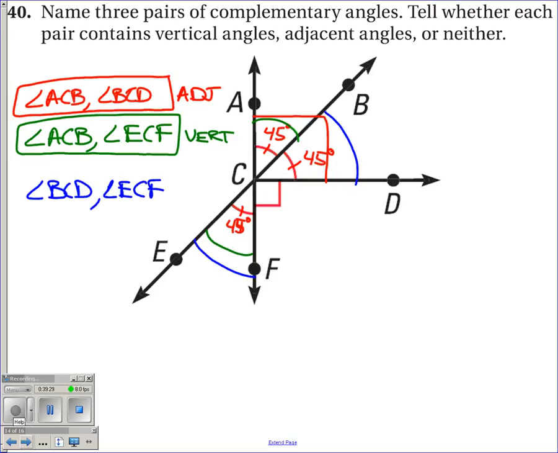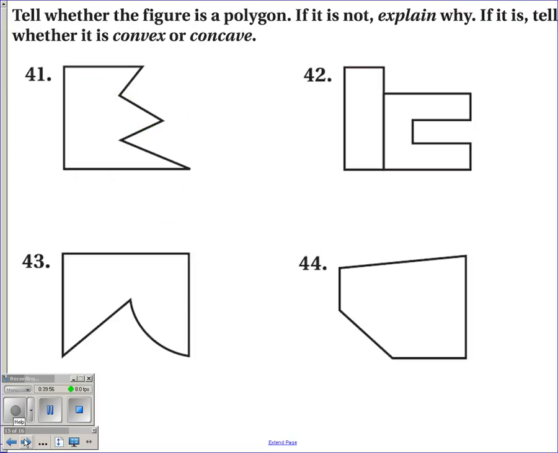And then neither. The only one that's left is these two right here, and those are not vertical from each other. They are not adjacent. So these are the two that we have to say neither one of those two options. Remember, all three of these pairs of angles are complementary. Their sum is 90, but only one pair is vertical, only one pair is adjacent.